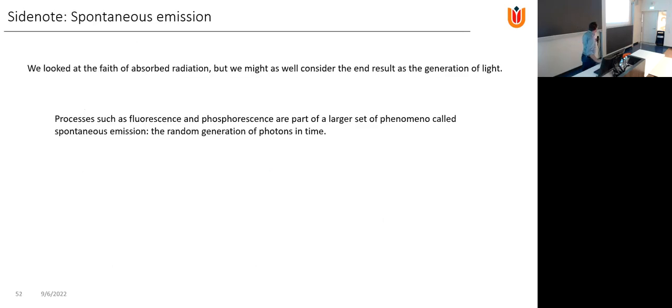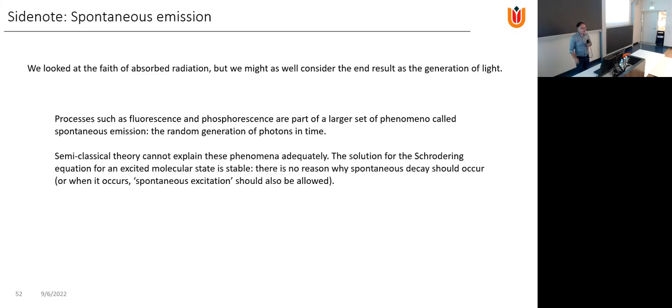All right. One side note. In all of these processes, so with fluorescence, phosphorescence, Raman scattering, Rayleigh scattering, a new photon is generated. So you could lump all these effects into something called spontaneous emission. So regardless of what happens in order to cause it, all of a sudden you have a photon. So basically the random generation of photons in time.